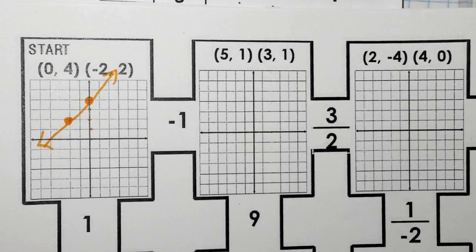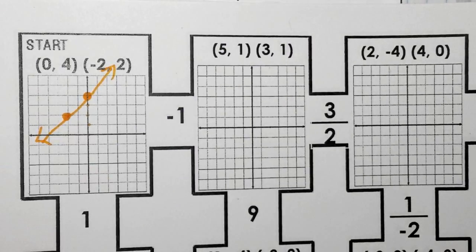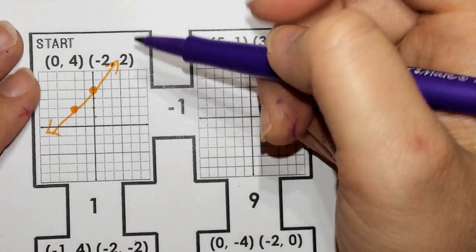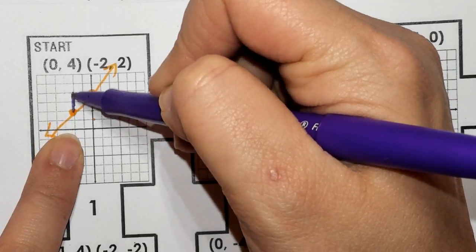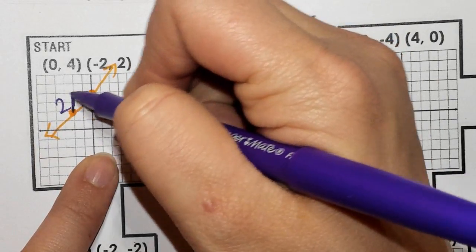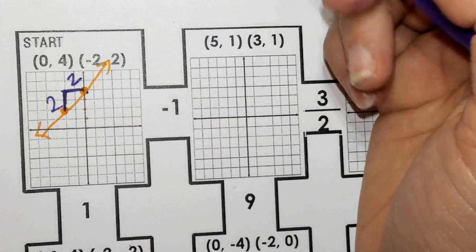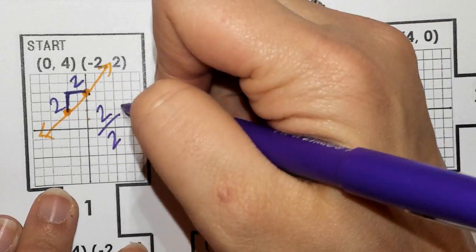Now, is this slanting to the left or to the right? To the right. So are we going to have a positive or negative slope? Positive. Now, we need to figure out the rise and the run. How many from this point to this point do we go up? 2. And then to the right? 2. What do we do with those numbers according to our notes? Divide. So what is 2 divided by 2?